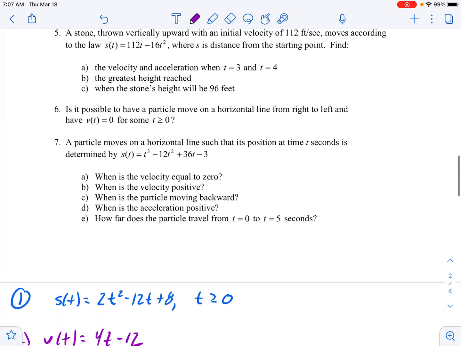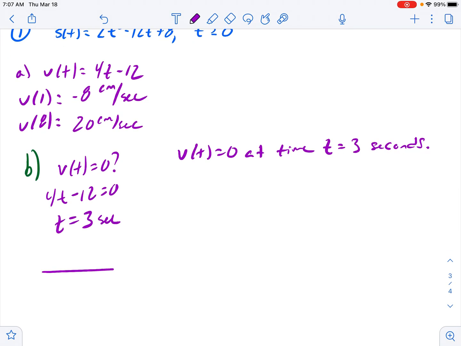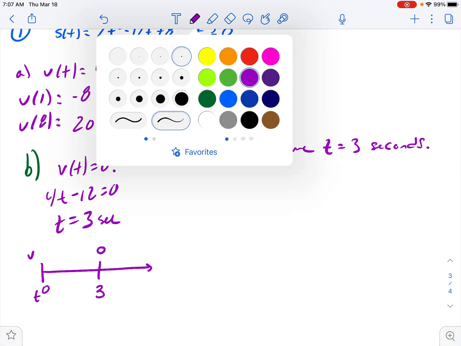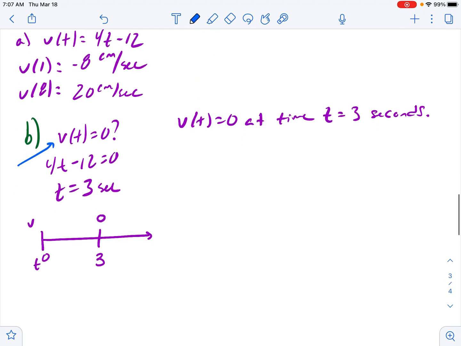When is the velocity positive? Now what we're going to do is set up a number line test. We've got a number line that represents the t values on the bottom and the velocity on top. We're on the interval 0 to infinity, and at time 3, the velocity is 0. Now I'm going to pick a number less than 3 and greater than 0 to plug into velocity, and then I'll pick a number bigger than 3 to plug into velocity.